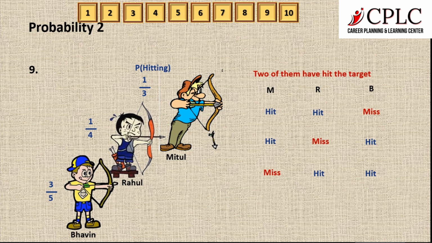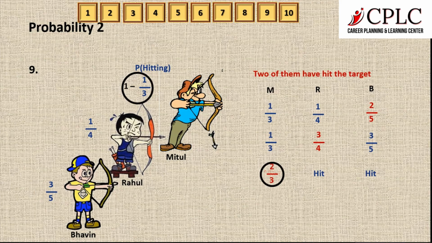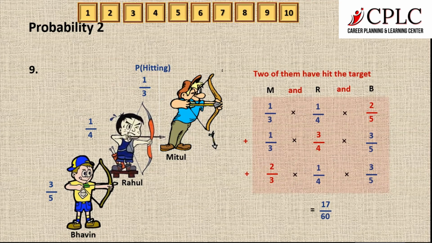We know everything. Let's very quickly substitute. Mitul hitting 1 by 3, Rahul hitting 1 by 4, Bhavin missing 2 by 5. Same goes for the other two cases as well. And so we should multiply, and the three cases should be added. This is only the sample space that two of them are hitting. Which two? We don't know. Again, the denominators are the same, 3, 4, 5, so don't cancel out anything. Just simply multiply the numerators and simply add everything at the end. So 2 by 60 plus 9 by 60 plus 6 by 60. That gives you 17 by 60 as the sample space that two of them have hit.